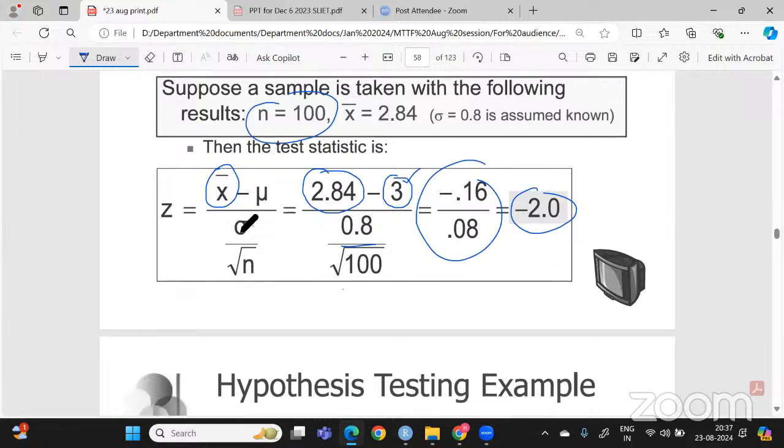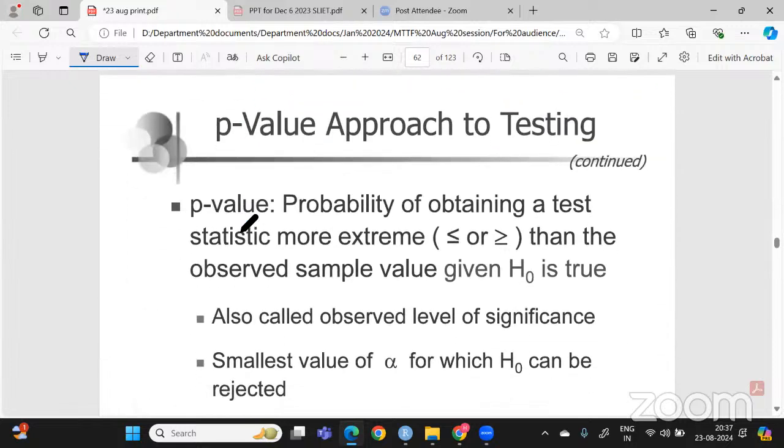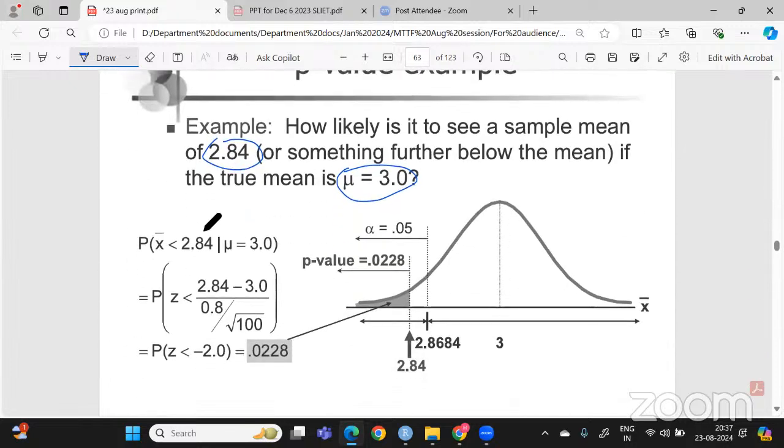X bar. So we compare this X bar with 2.84 and try to see what is the probability that X bar is less than 2.84. If the probability after solving lies in this rejection region, because it is coming as 0.228 and our rejection region is 5%, so it is less than the alpha value.